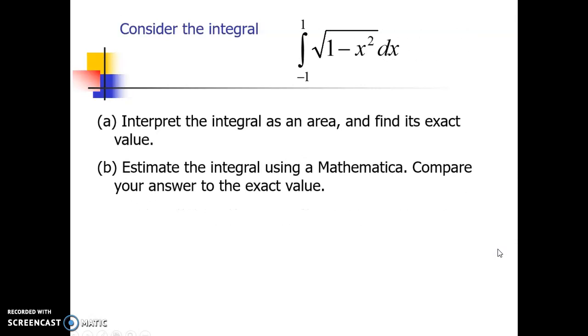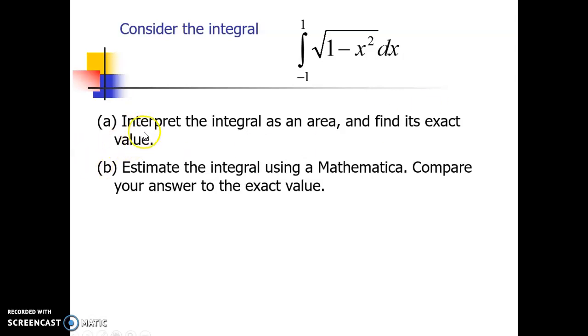So let's consider the integral from -1 to 1 of the square root of 1 minus x squared dx. Again, this is just notation that we use here. This is the definite integral notation. The answer will be a number, and the number will represent the area between the curve and the x-axis, and it will represent the accumulated amount of change of the antiderivative curve on that interval.